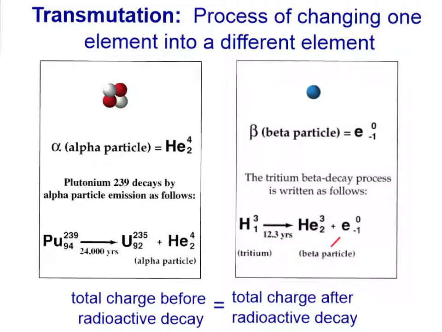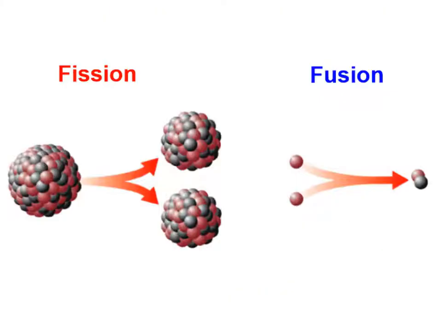Remember, conservation of charge holds true always in these cases, as well as conservation of mass. But the total charge before the radioactive decay is always equal to the total charge after the radioactive decay. Now let's take a look at fission versus fusion. And you have all probably already studied this before.